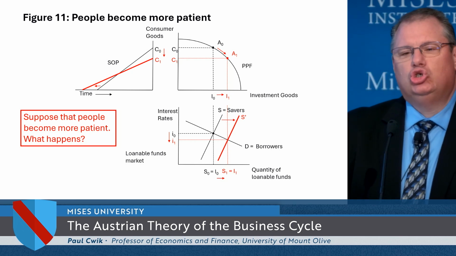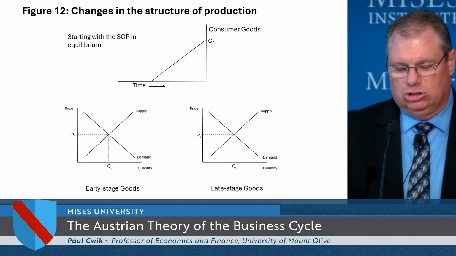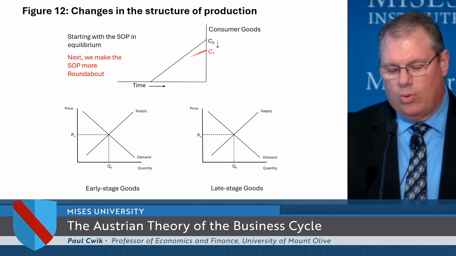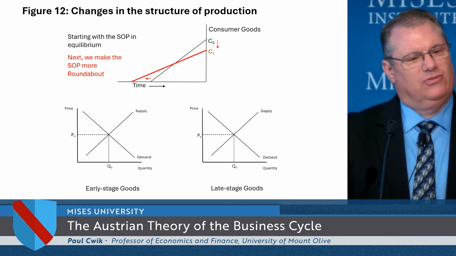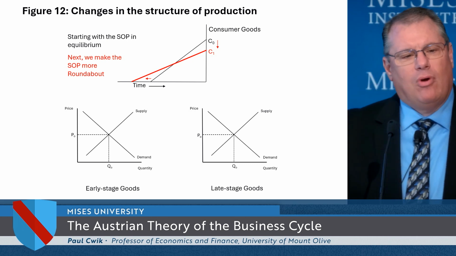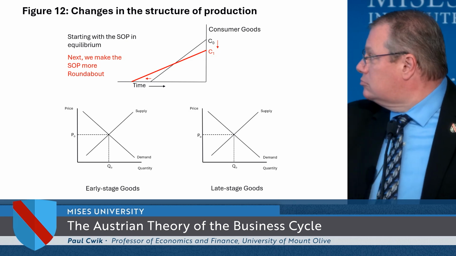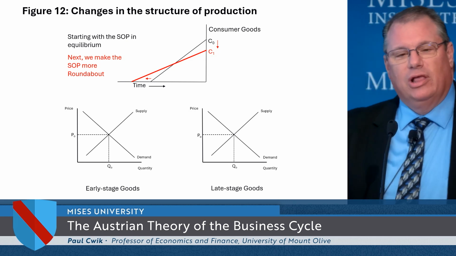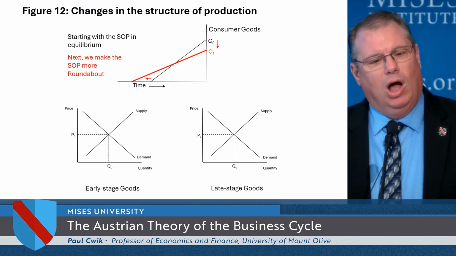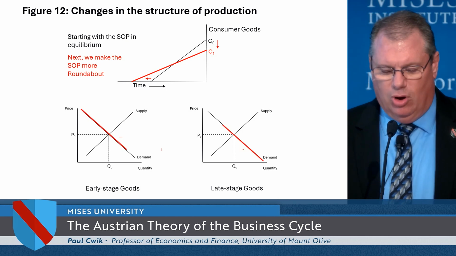Now, let's zoom in on the structure of production, okay? So when the structure of production becomes more roundabout, and you can see it shifting out like that, what happens in these micro markets, okay? So on the right-hand side, your right-hand side, I have late-stage goods, and then on the left we have early-stage goods. Now watch what happens in these respective markets.